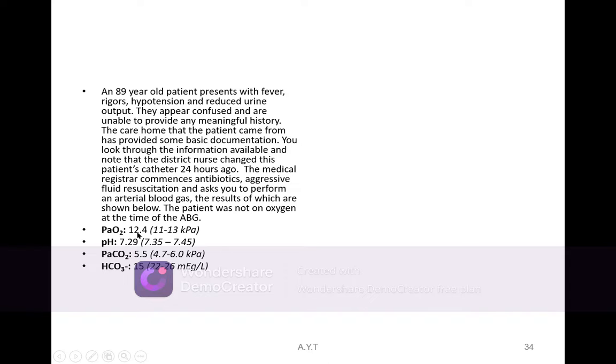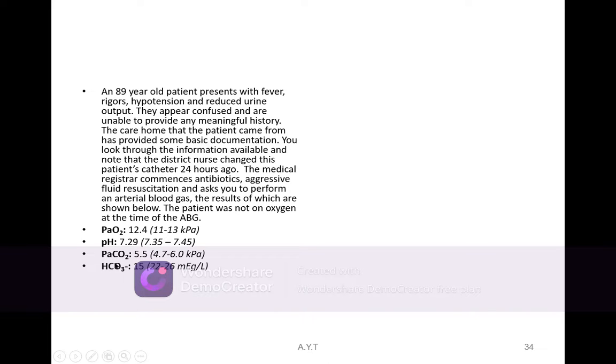Another case, PaO2 is 12.4, which means about 90%. Okay, fine. pH is 7.29, which is lower. It means acidemia is there. PaCO2 level is 5.5, that's normal. The metabolic parameter, bicarbonate, is 15, which is less. It is the case of metabolic acidosis. It should be compensated by the PaCO2 if it is active. So we need less carbonic acid now, lower than 35 millimeters.